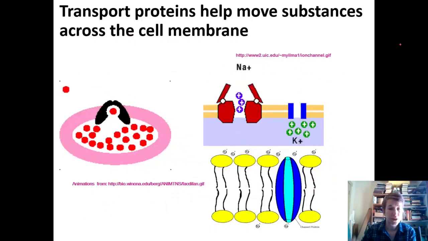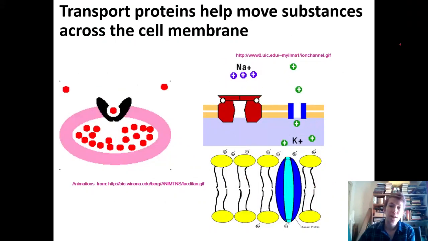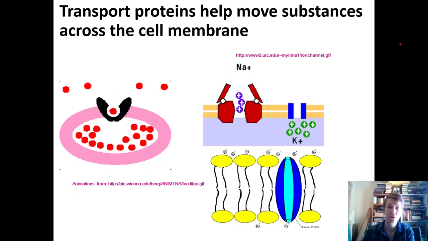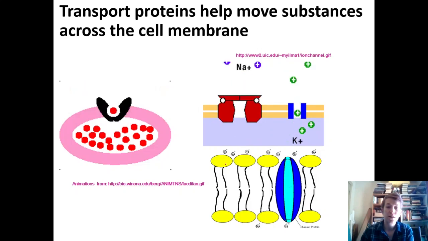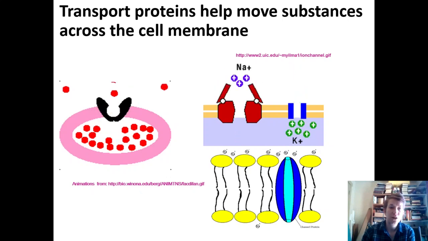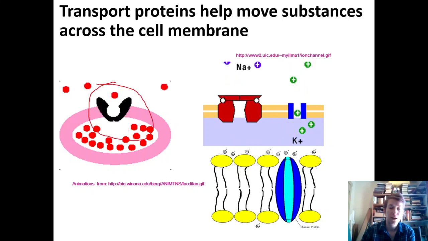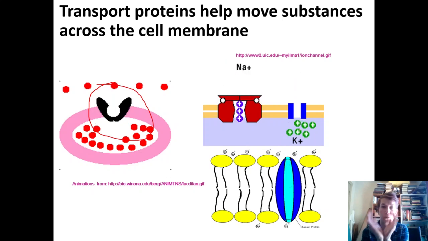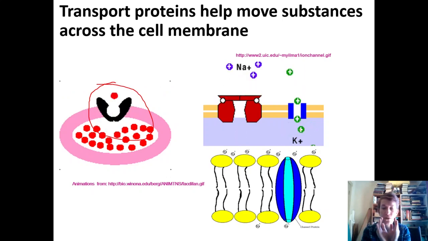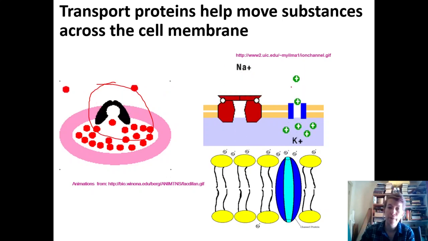So we said that there were a bunch of transport proteins, that they tend to be specific. Here are a few ways that people can model or draw transport proteins. Some of them are going to have shapes that can change, like this one, where the transport protein can open on one side and then on the other to allow specific molecules through.